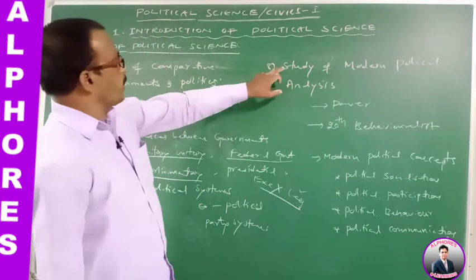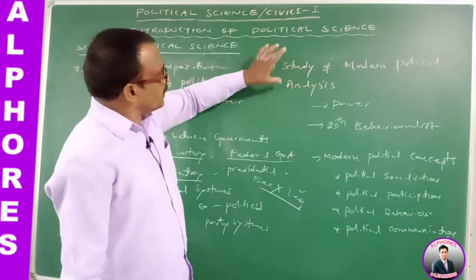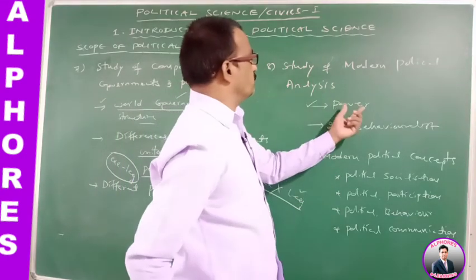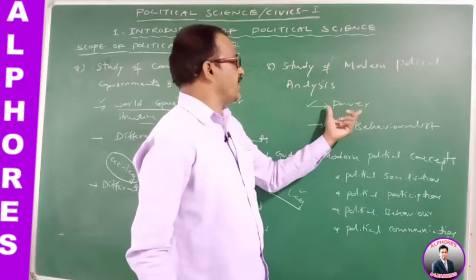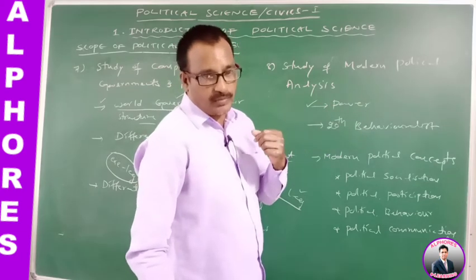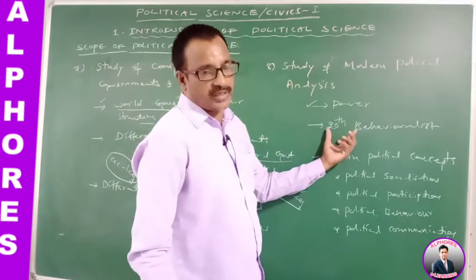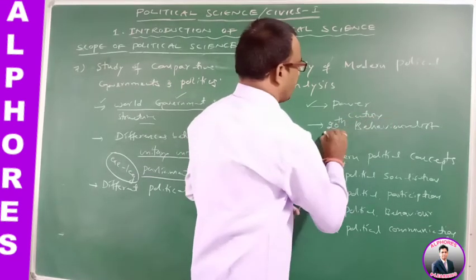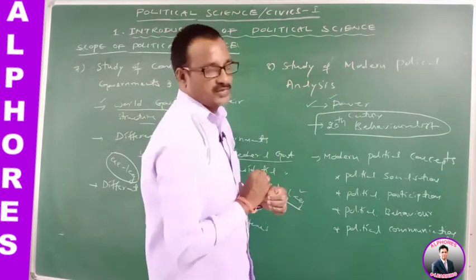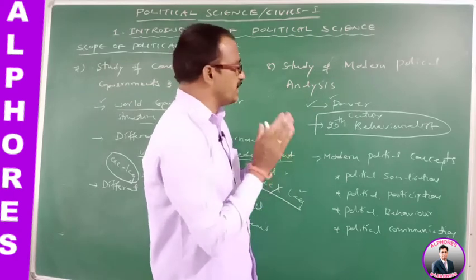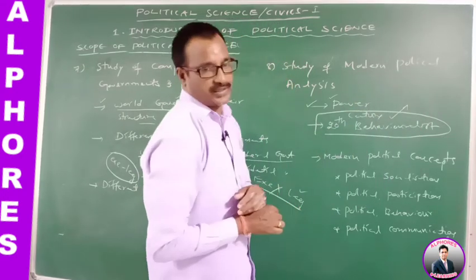Then, the study of modern political analysis. Political science studies about power. Some political philosophers considered political science is the science of power. Here, some political philosophers like 20th century behavioralists considered that political science is a study of power. They considered it as a science of power. Who said that? 20th century behavioralists said that.